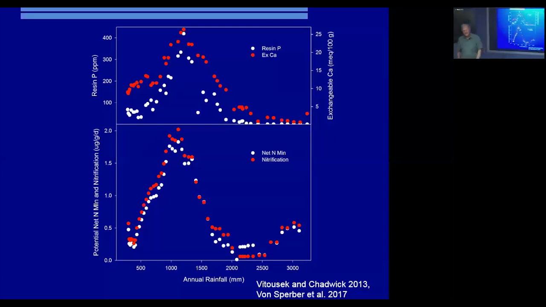I think there's something real going on with the calcium never going way down, where the phosphorus goes pretty far down, and the nitrogen goes way down in the dry sites. I think that's a real difference. But I think the height and steepness and sharpness of the peak is a cheap graph.